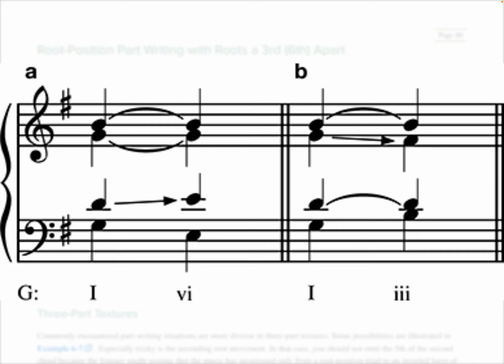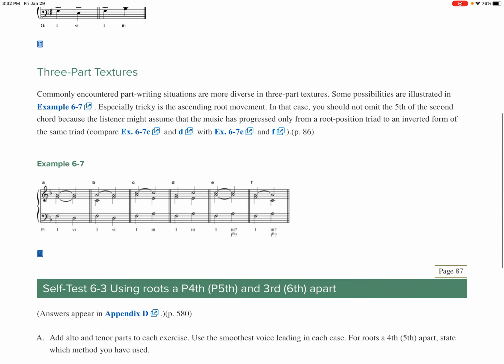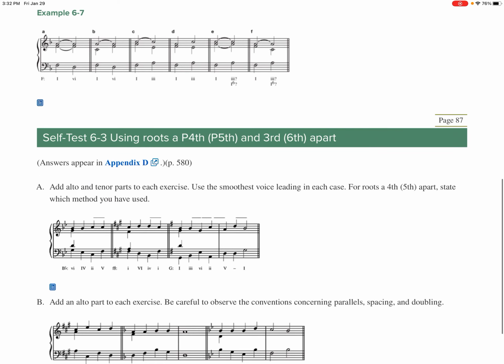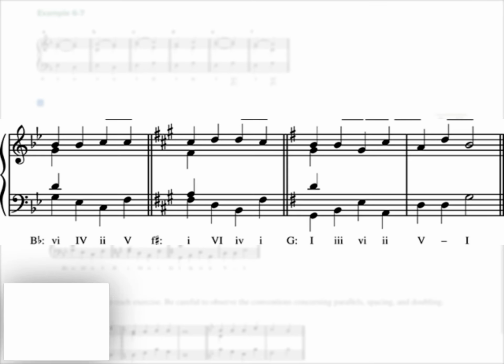Think about this. Tertian harmonies, the harmonies that we use, are built on thirds. And so if we go to a chord that's a third away, it would follow that we're going to have some notes in common. They talk a little bit about 3-part textures and about omitting the 5th, and we kind of already pointed to this. But let's do some examples here.